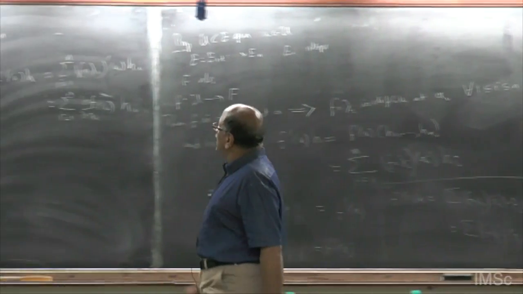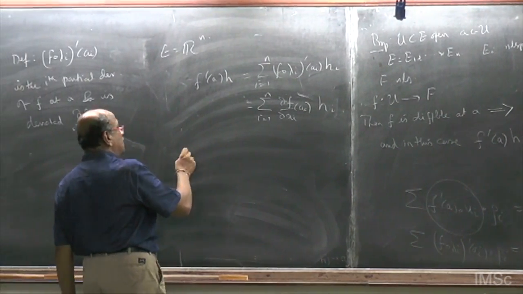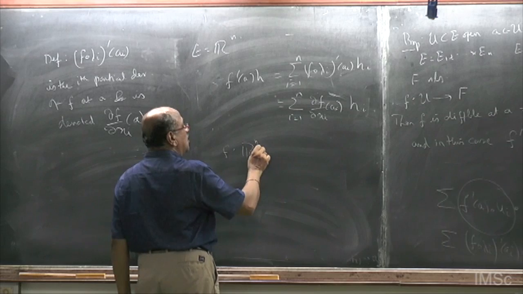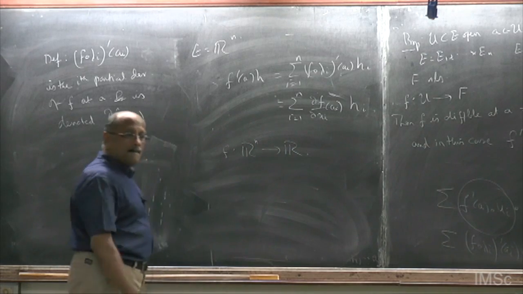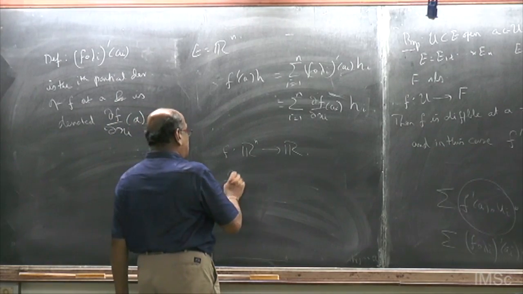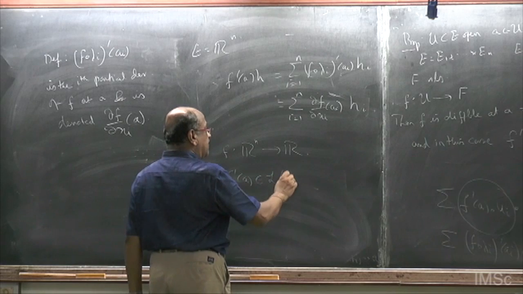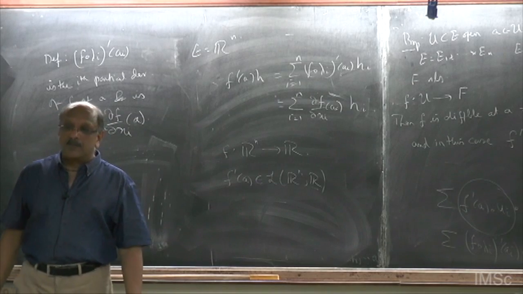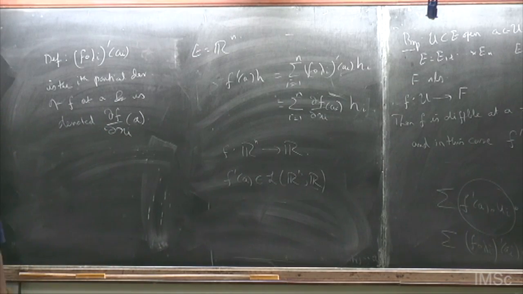So, what do you mean? Suppose f is a real valued function. So, f goes from Rn to R. Then what is f dashed of a? This belongs to L of Rn to R. But that is the dual space of Rn. But what is the dual space of Rn? Yeah, but what is that? You know that. It surely must have come in your linear algebra.